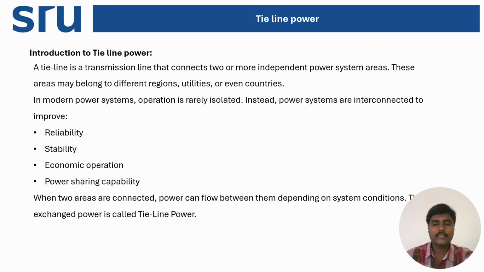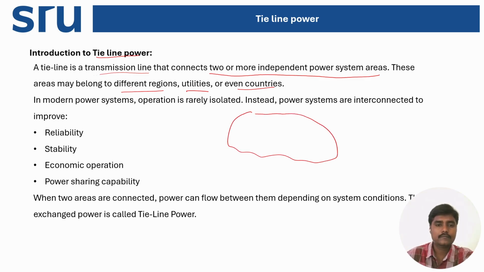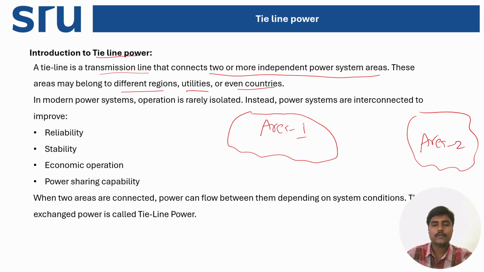Now let's discuss a new concept called tie line power. Basically, a tie line is a transmission line that connects two or more independent power system areas. These areas may be different regions or different utilities or even different countries, because sometimes there is a requirement to import or export power from one area to another area. Let's say this is one area, maybe you can call it area 1, and here we have one more area, let's say area 2.